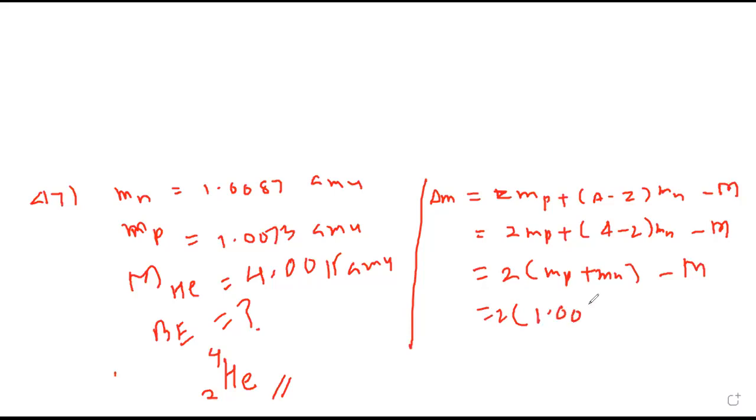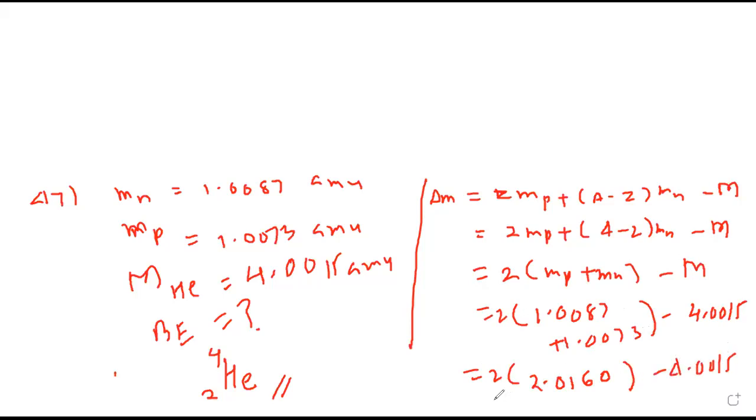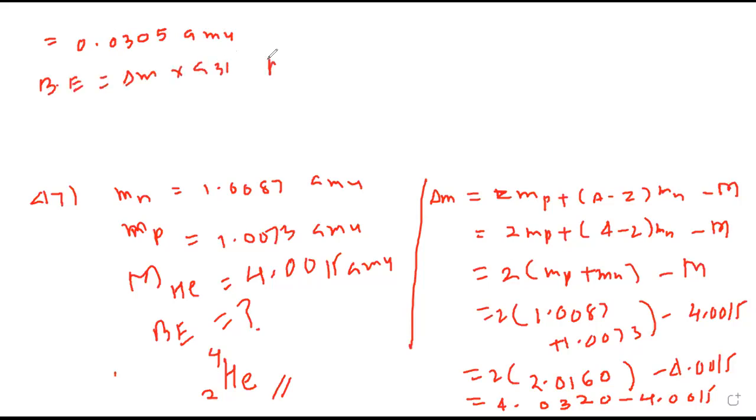Mass of proton is 1.0087 and neutron is 1.0073, minus 4.0015. This is 2 into 8 and 7, 7 and 3, 10. 8, 7, 15, 16. So this will be 2.016 minus 4.0015. We get 0.0305 AMU. So binding energy is delta M into 931 MeV.